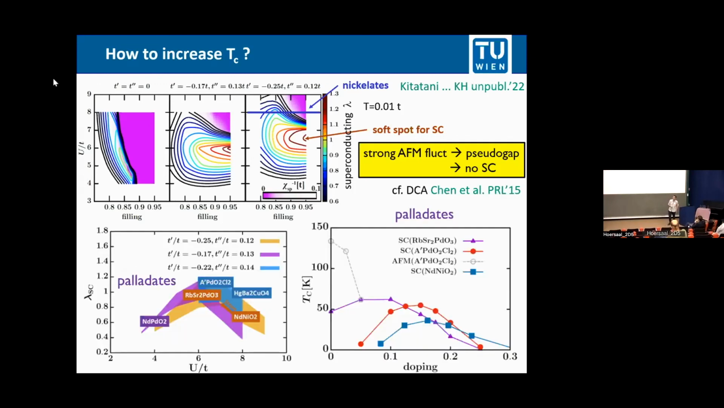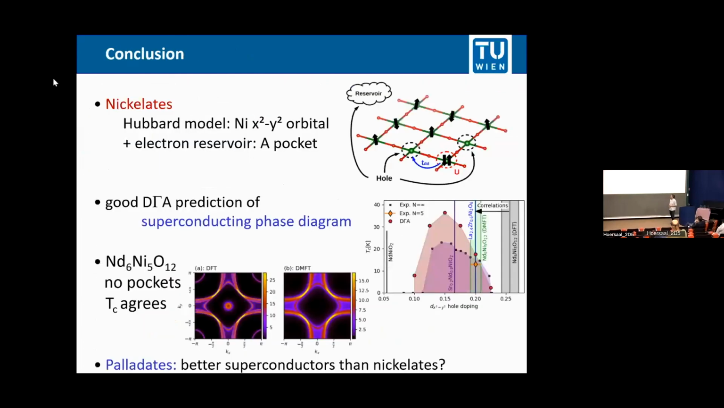As I mentioned, let's look into palladates. Here is the phase diagram for the palladates and also nickelates, TC versus doping. And you see that with a palladate, compared to a nickelate, you can get a little bit larger TC and a little bit closer to half filling because you get a smaller Coulomb interaction. Okay. That's all I wanted to say.